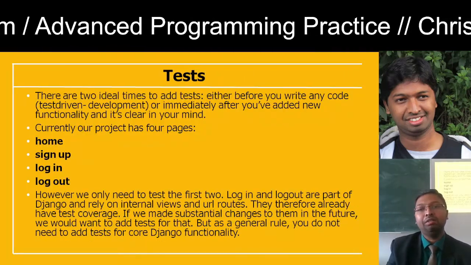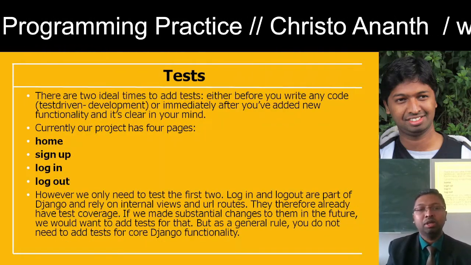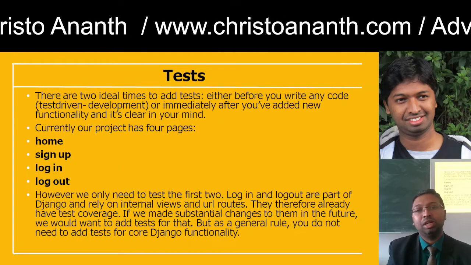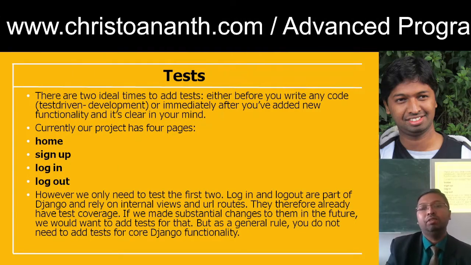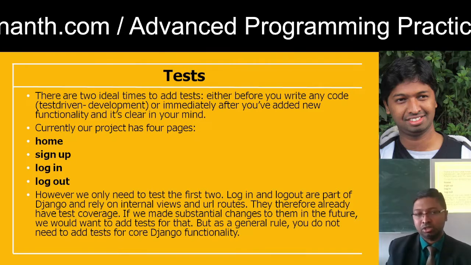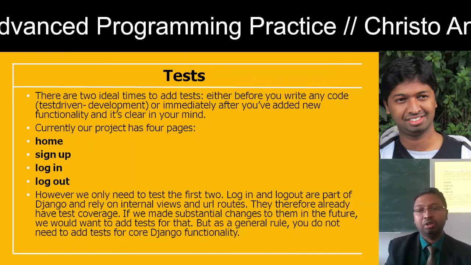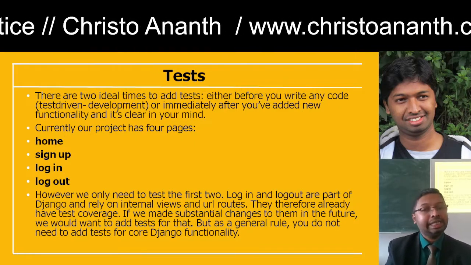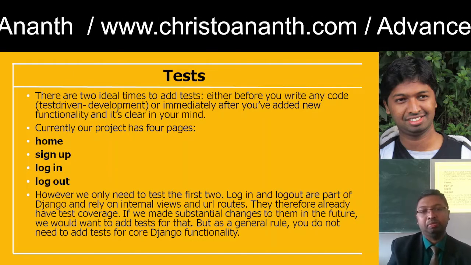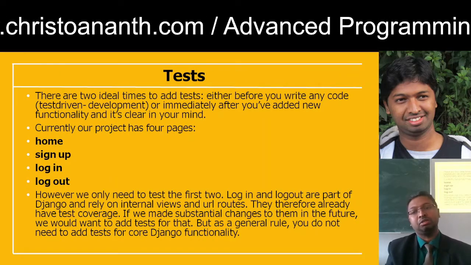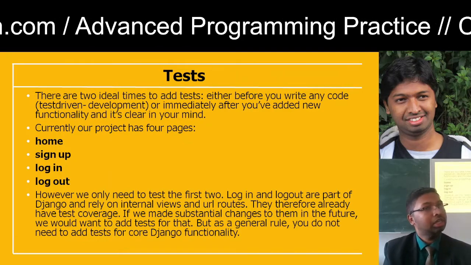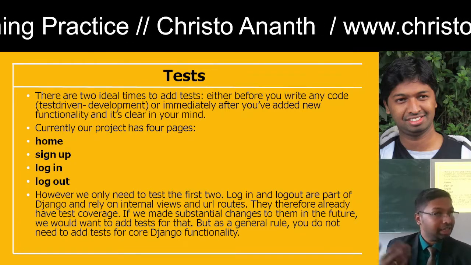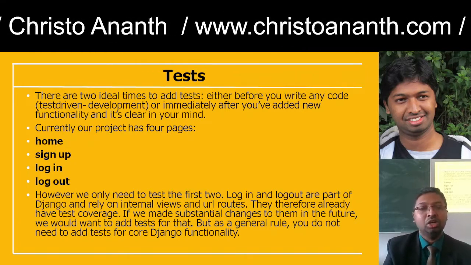So in the tests you will have all four features: home, sign up, login, and then logout. Okay, so before you write any code, like test-driven, or immediately after you have added any new functionality, you can go with these features: home, sign up, login, and then logout. Login and logout are already part of Django, and they rely only on the internal views and the URL routes. Maybe you'll have the test coverage associated. If you want to change something in the future, then you can add more tests. But generally, since it is already built in, you need not add any tests for the core Django functionality.